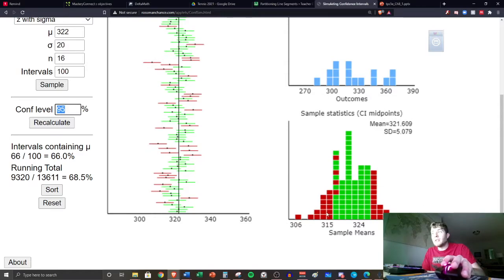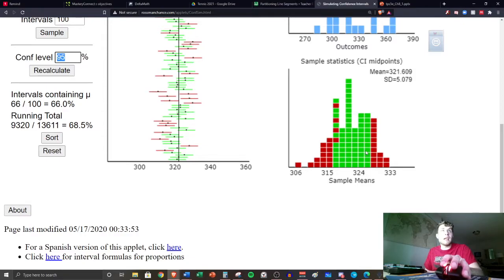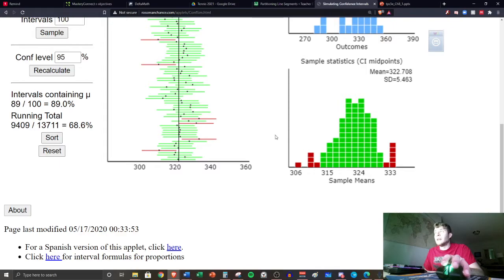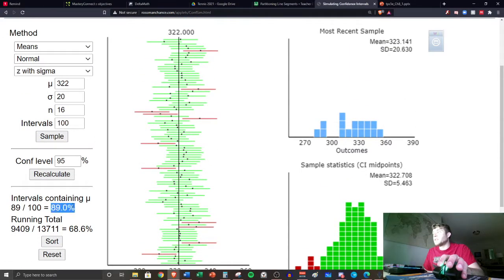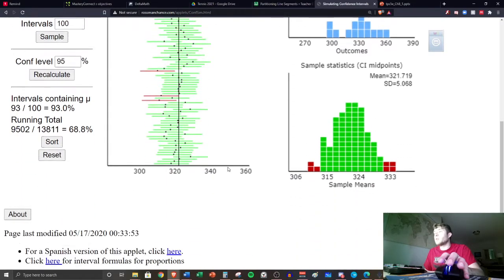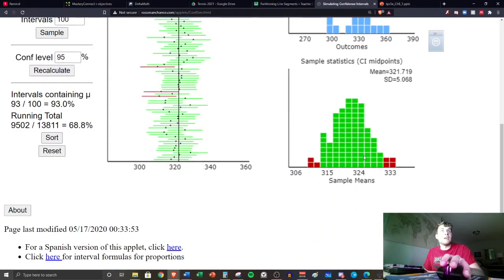So you'll even notice here how there's going to be more green in this sampling distribution. Green means it captured it, red means it didn't. So let's go ahead and look at that. Yeah, and you'll notice here's 89%. So that one was a little bit lower, but it's not going to be perfect every time. There's 93%, a majority there, okay?